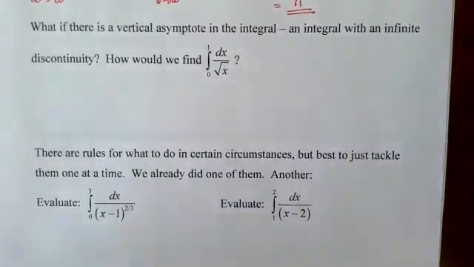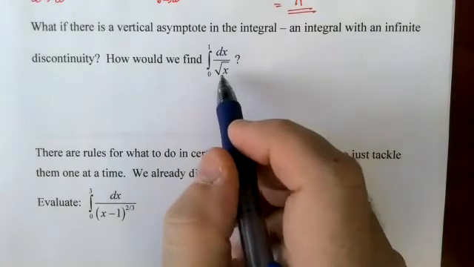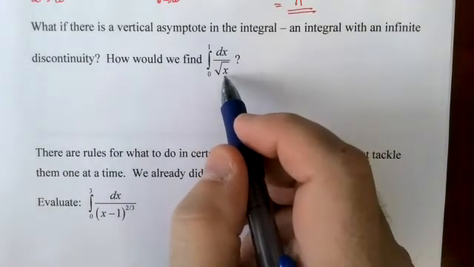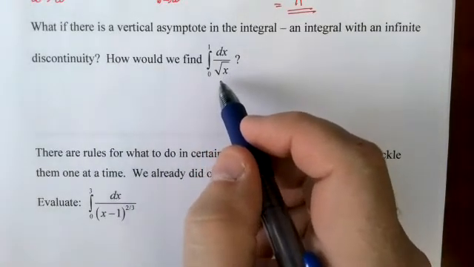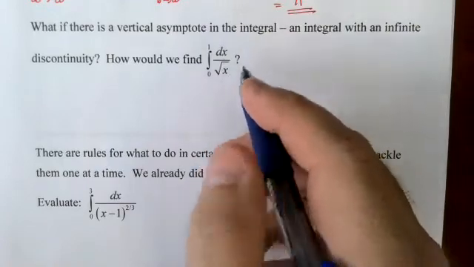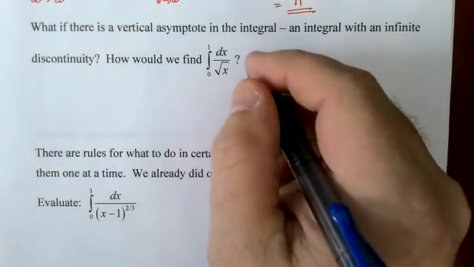All right, what if there's a vertical asymptote in the integral? You know, an infinite discontinuity. So from 0 to 1, well, I know at 0 we have a problem. Oh, it's 1 over square root of x. This is x to the negative 1/2.